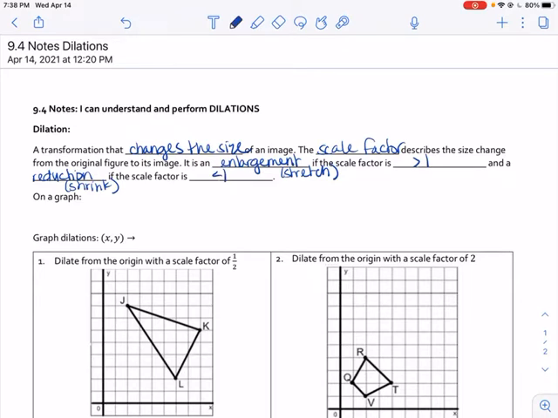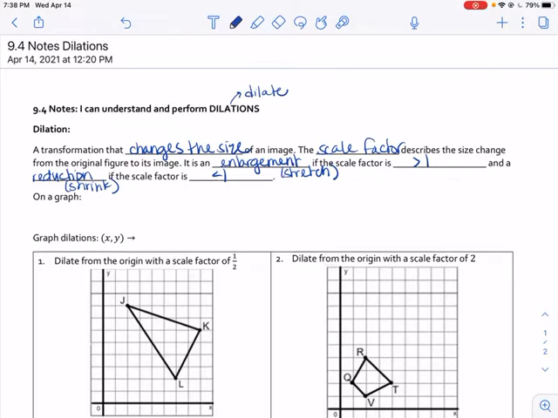You may have heard of the word dilate, like when your pupils dilate. However, a dilation in mathematics could grow bigger or get smaller, whereas dilate, when we're talking about our pupils, usually only refers to them getting bigger.